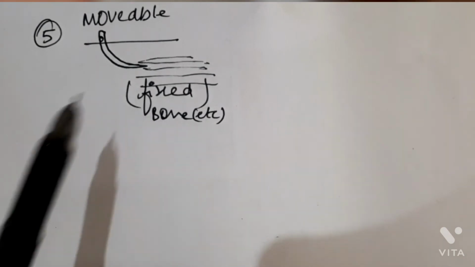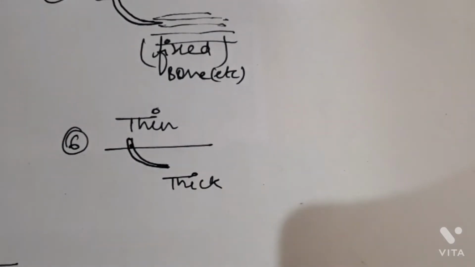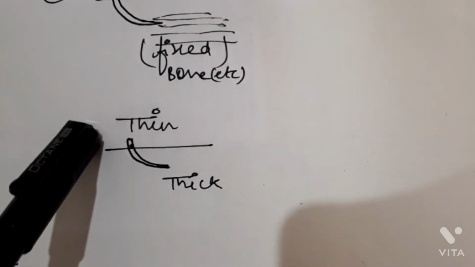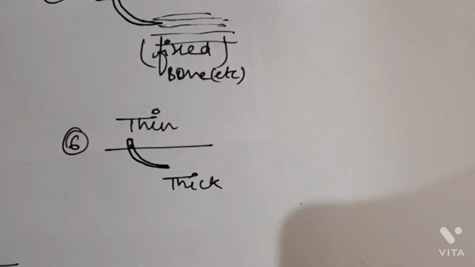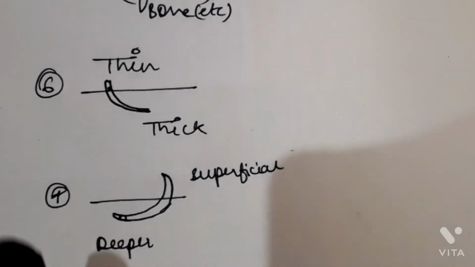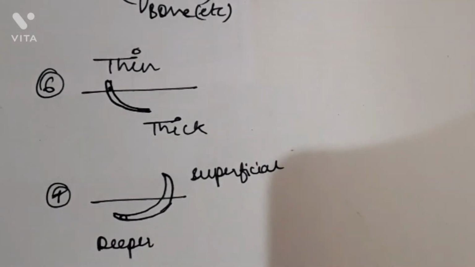The fifth principle states that the needle always passes from the movable tissue to the fixed tissue. The sixth principle states that the needle always passes from the thinner tissue to the thicker tissue. The seventh principle states that the needle always passes from the deeper tissue to the superficial tissue.